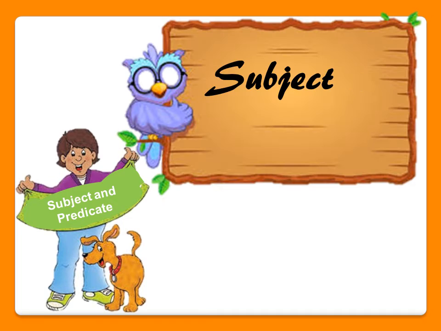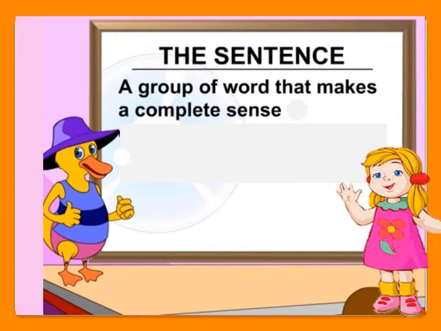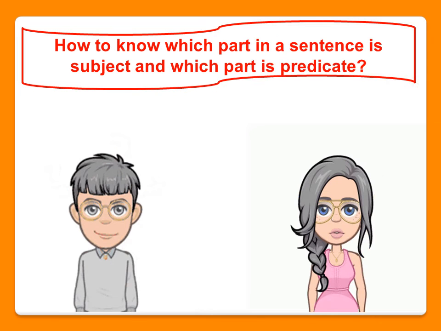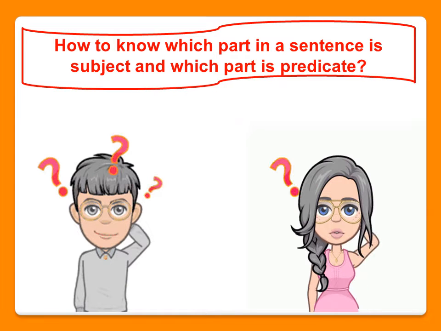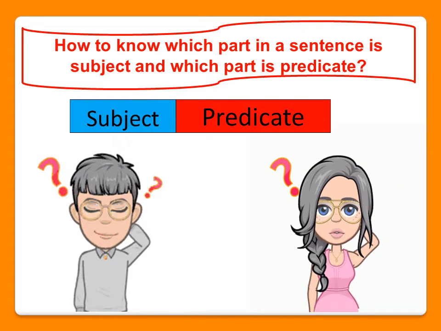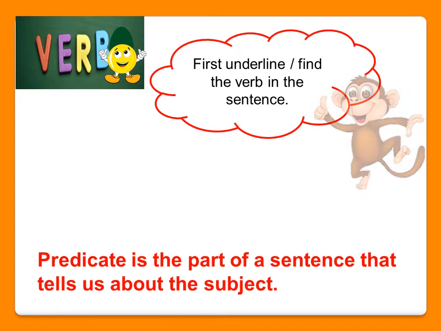Today we will learn about subject and predicate. Well, we all know a sentence is a group of words that makes a complete sense. But the question is how to know which part of a sentence is subject and which part is predicate. The easiest way to find subject and predicate is first find the verb given in the sentence.